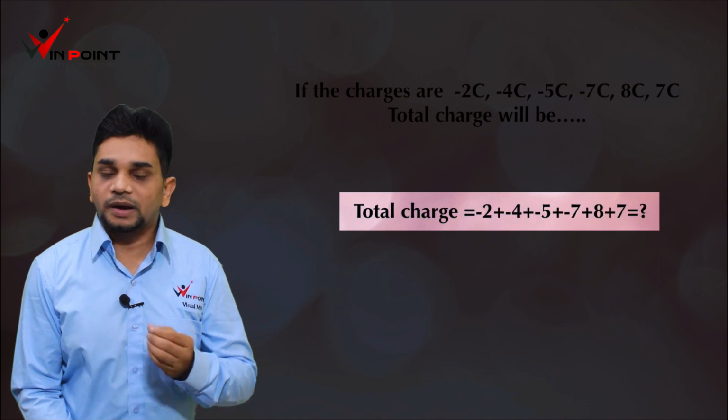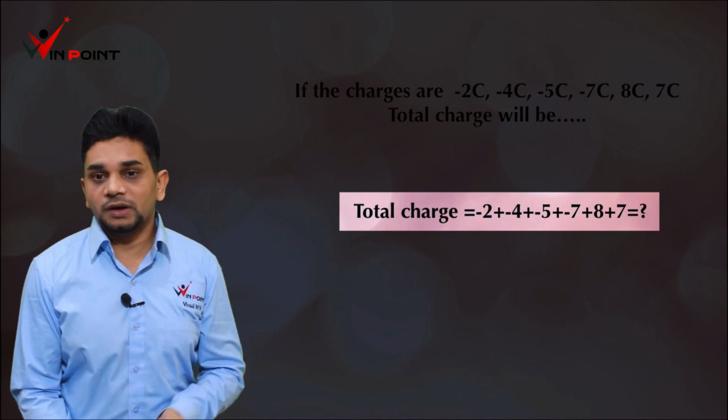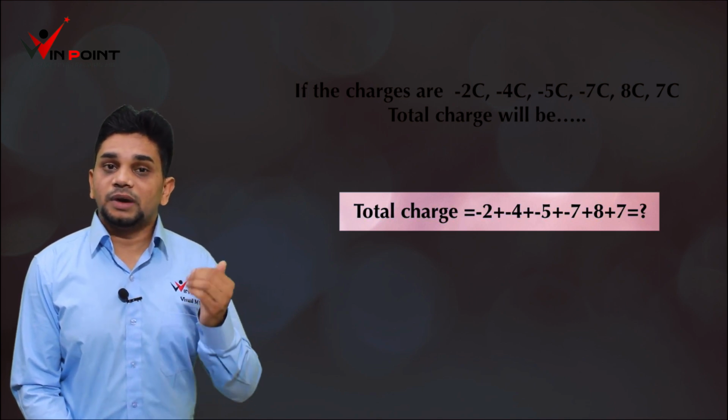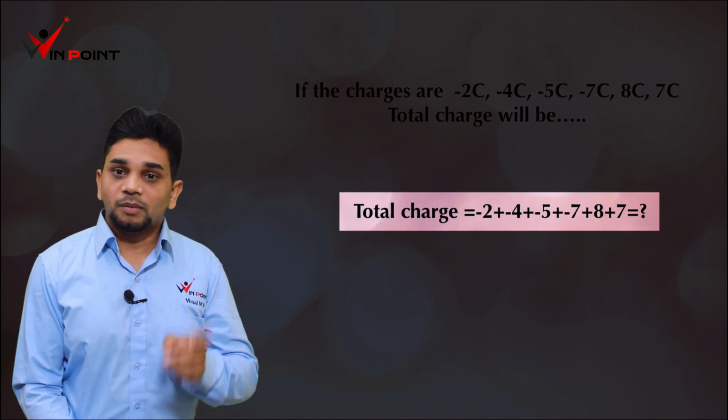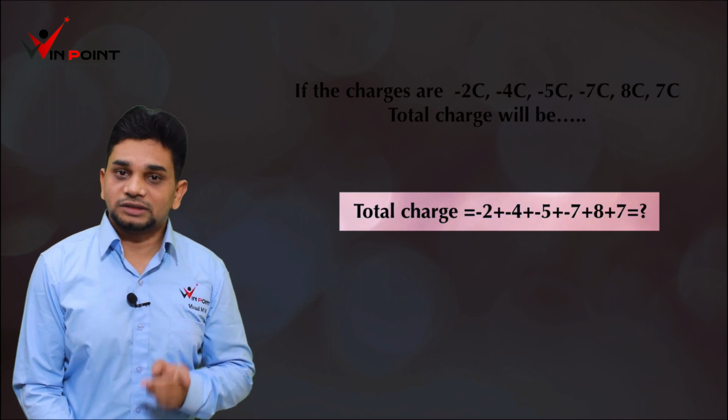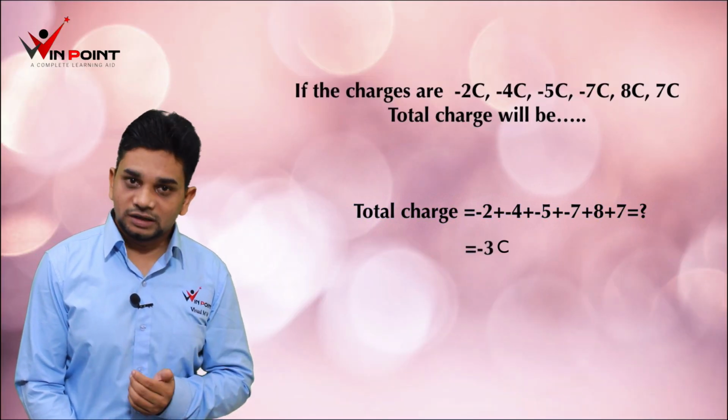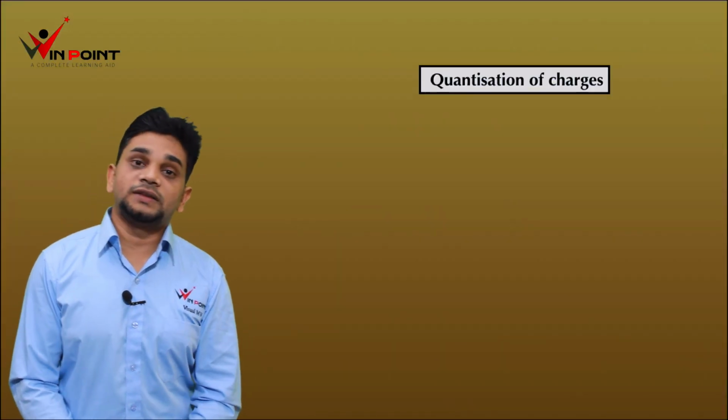-2 plus -4, -6. -6 plus -5, -11. -11 plus -7, -18. -18 plus 8, -10. -10 plus 7, -3. So the answer is -3. Next one, quantization of charge.